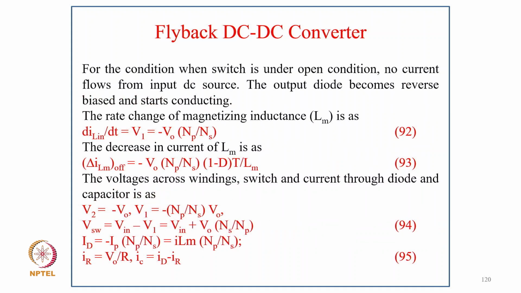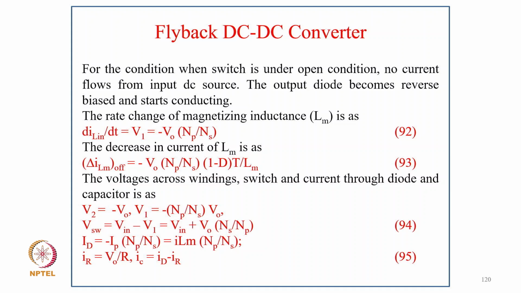So for the condition when the switch is open, no current flows from the input DC source, the output diode becomes forward biased and starts to conduct. So the rate of change of the magnetizing inductance current is dILm upon dt equal to V1 minus Vo upon Np upon Ns, and the decrease in current in Lm is delta ILm off equal to minus Vo (Np upon Ns) times (1 minus D) T upon Lm, and the voltages across the winding, switch and diode are V2 equal to minus Vo, V1 equal to minus Np upon Ns into Vo, VSW is Vin minus V1, and VSW equal to Vin plus Vo times Np upon Ns.